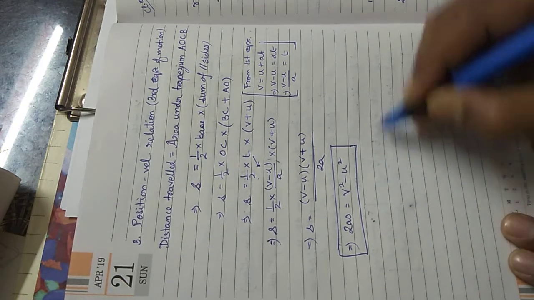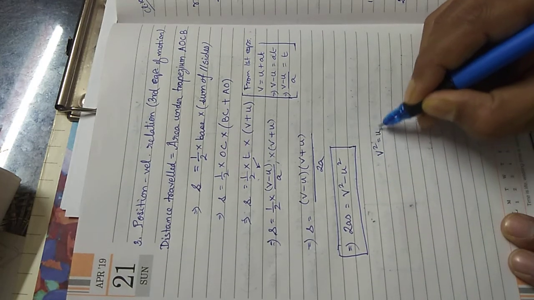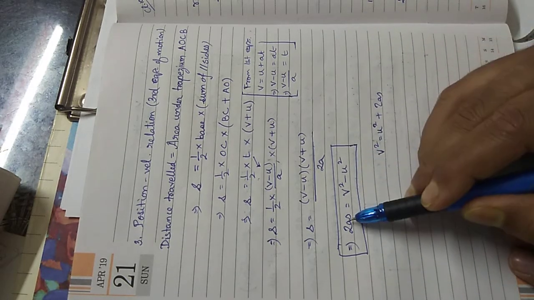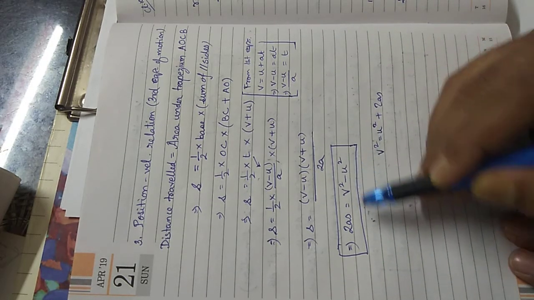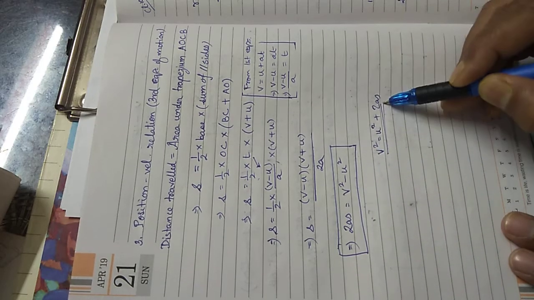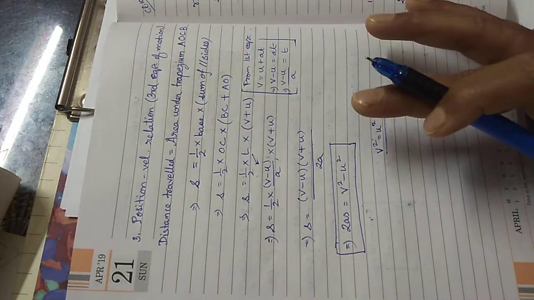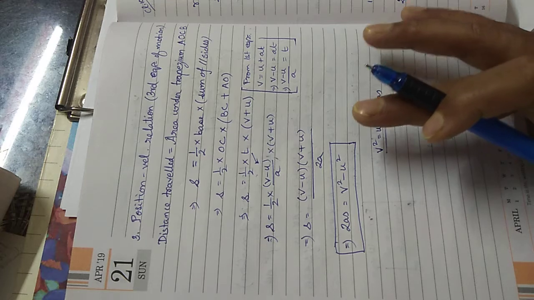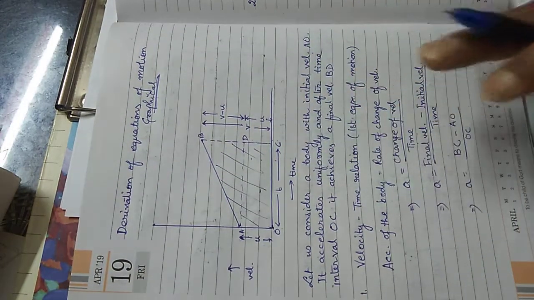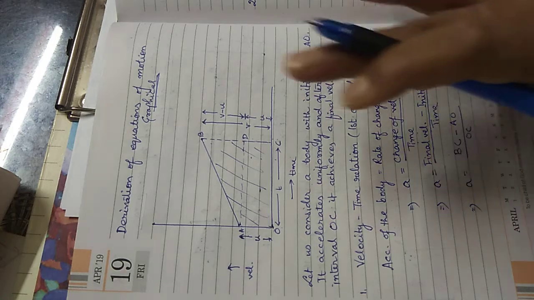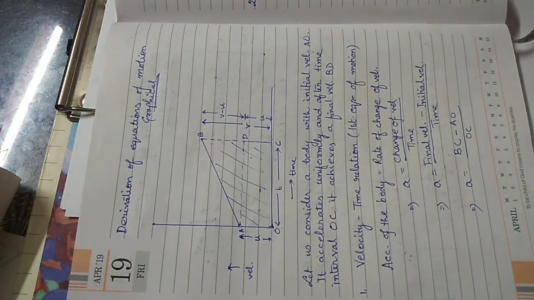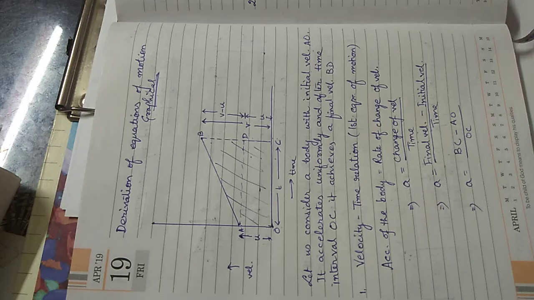In some books you will also find it written as V square is equal to U square plus twice AS. It is the same thing. If you take U square this side, this minus will become plus. So you can write it as U square plus twice AS is equal to V square. This also is possible. So these are the three equations of motion and their derivation from this particular graph. Whenever you derive any equation, first you have to draw this graph, write the description below, and then you have to derive the respective equation. Thank you.